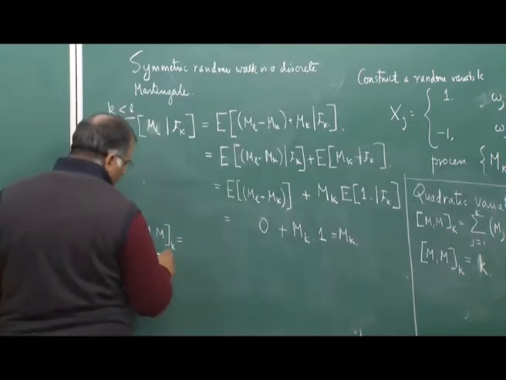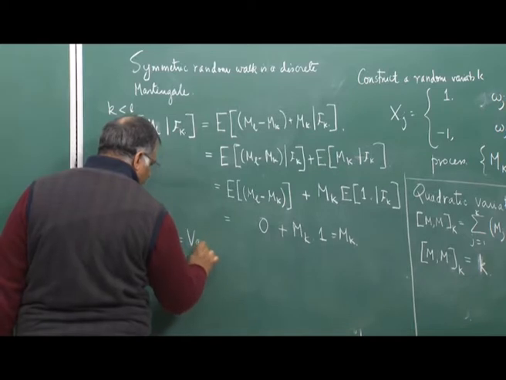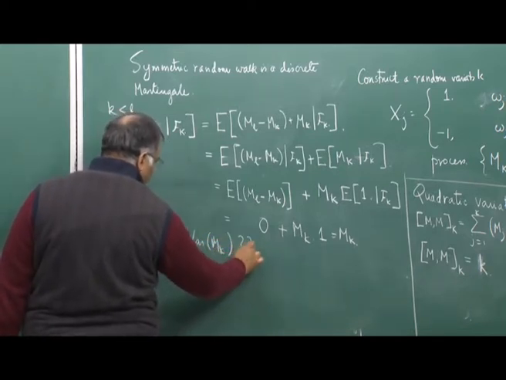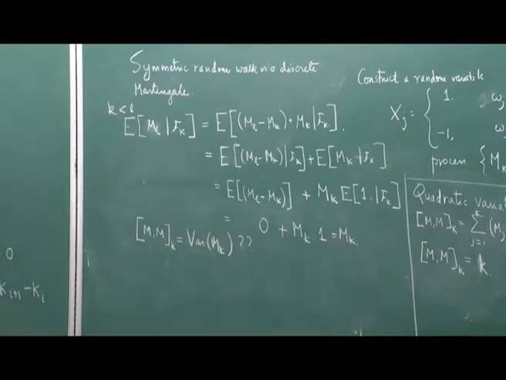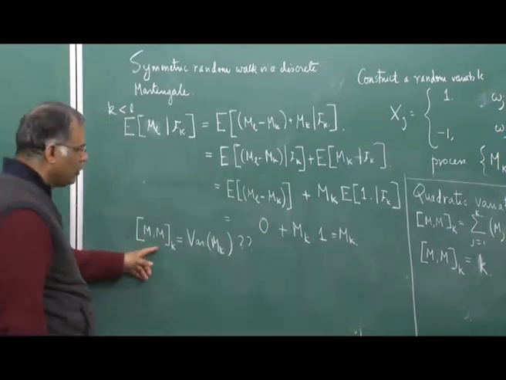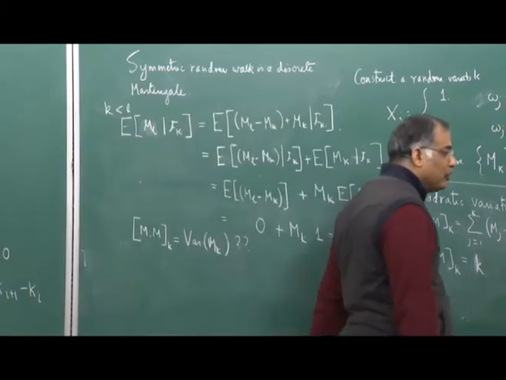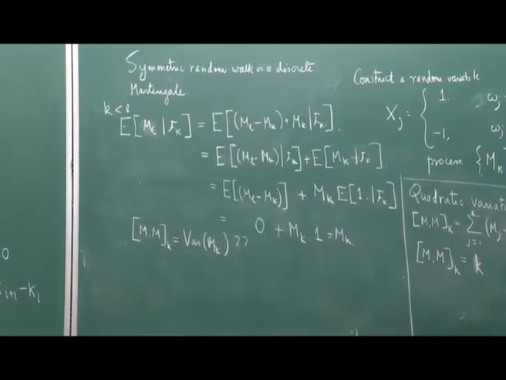So, M_k is actually the variance of M of k. Think about how that is possible. To compute this, I really do not need to bother about the path, but to take the variance of M_k, we are essentially averaging over all the paths. So, this is a difference.